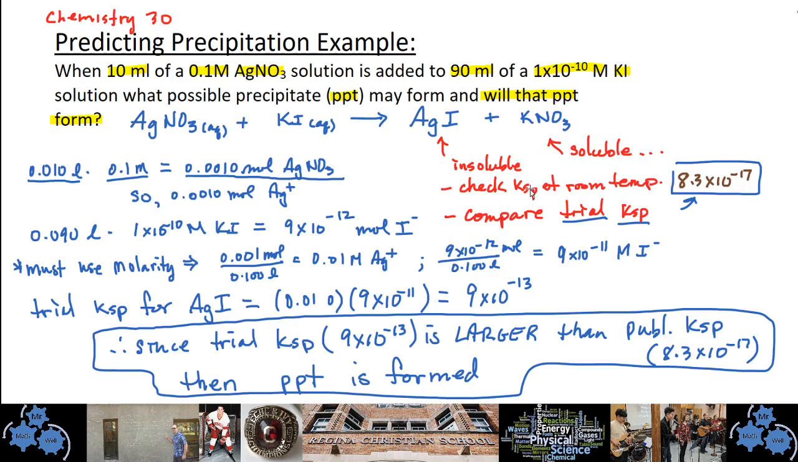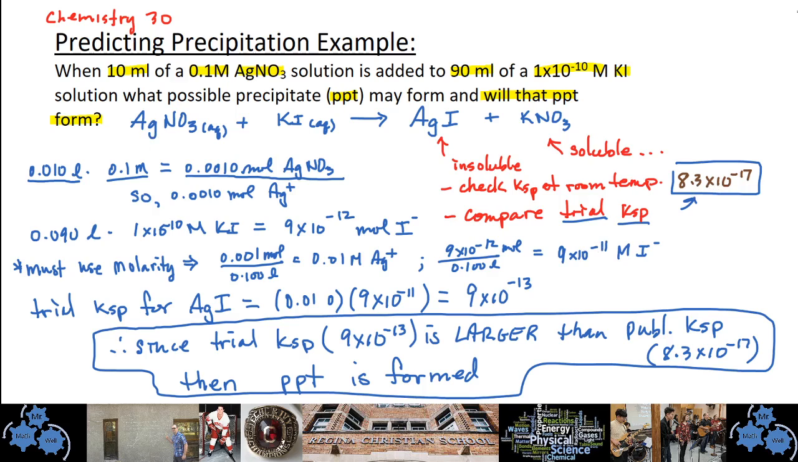So what we want to do is check the KSP at room temperature. We have a KSP of silver iodide of 8.3 times 10 to the negative 17. So this is the one you're going to look up on a table or chart or in your book. And what that means is the product of the concentrations, according to the dissociation equation for silver iodide, is going to multiply to this at room temperature always. So if you have more of one, you're going to have less of the other. They're going to multiply to this. So what we want to do in this question is compare a trial KSP to this published KSP to determine whether a precipitate will form. If the trial KSP is greater than this published KSP, we will have a precipitate.